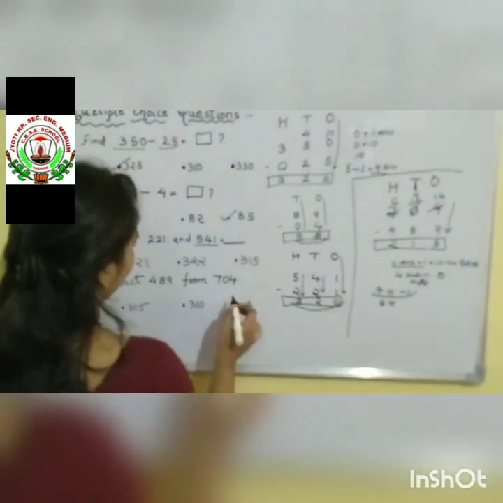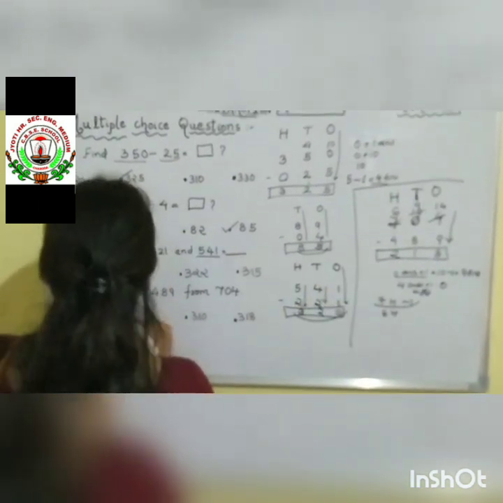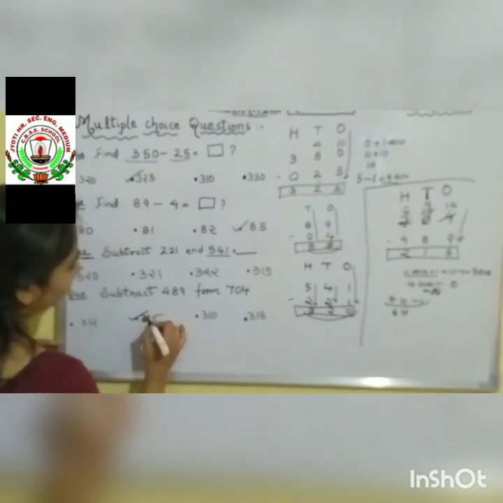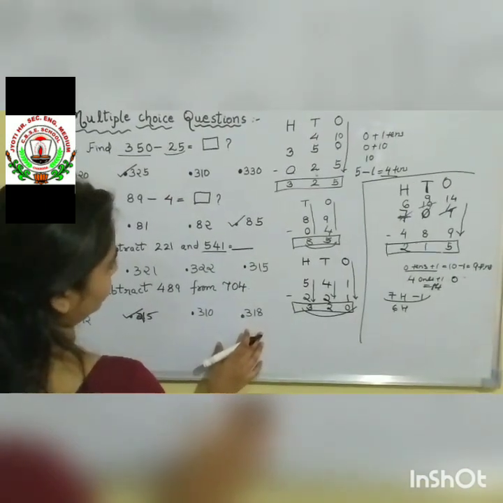Do we have 215 among the options? Yes, we are having here 215. We'll put a tick mark on the answer 215. Okay. In this way you have to do the question.